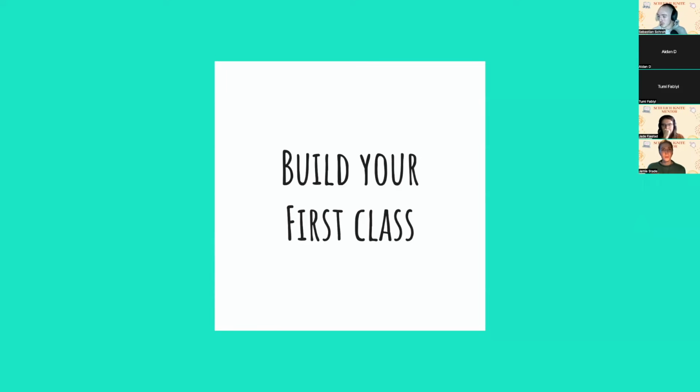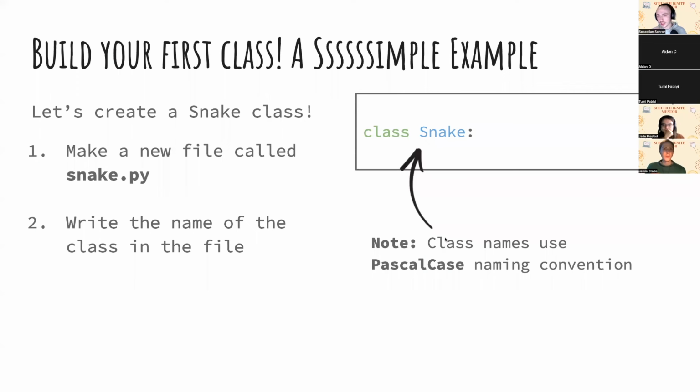So we're gonna build our first class. Let's start building a snake class. If you want to follow along in Visual Studio, make a new file called snake.py, and write the name of the class in that file. Remember that class names use the Pascal case naming convention. That just means you capitalize each word following. So if you had a class called snake wings, you would capitalize every following word as well.